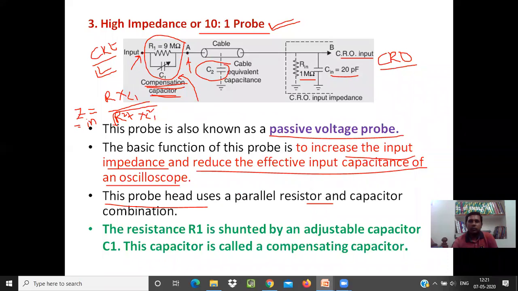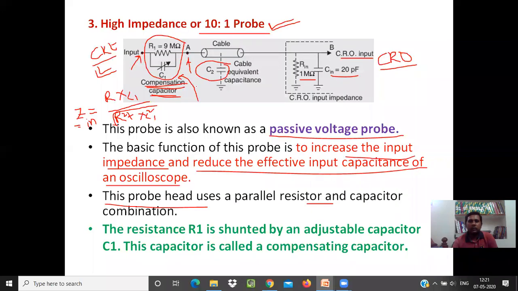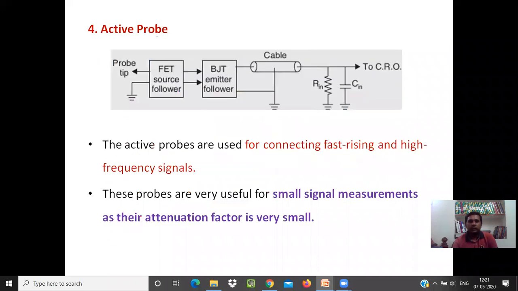This is a passive probe, and the purpose of this probe is to increase the impedance and reduce the capacitance. So there is an arrangement of R1 and C1. R1 is 9 mega ohms and C1 is called the capacitance compensator, right? Finally it is connected to the CRO, which has an input impedance of 1 mega ohm and a capacitance of 20 picofarads, right? So the next probe is the active probe.